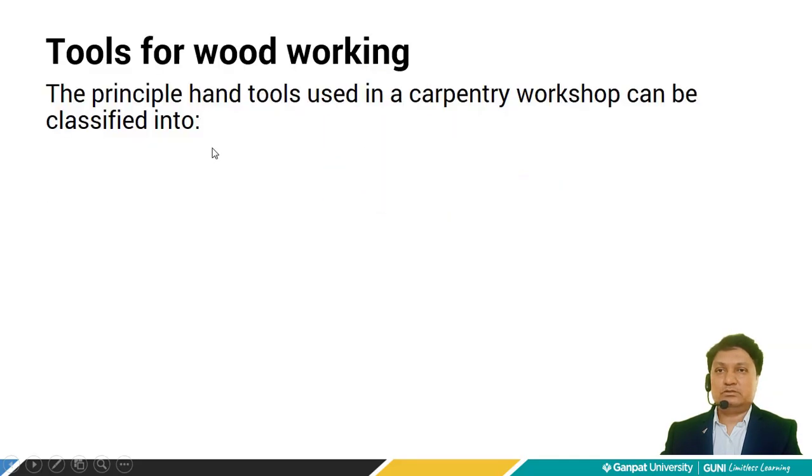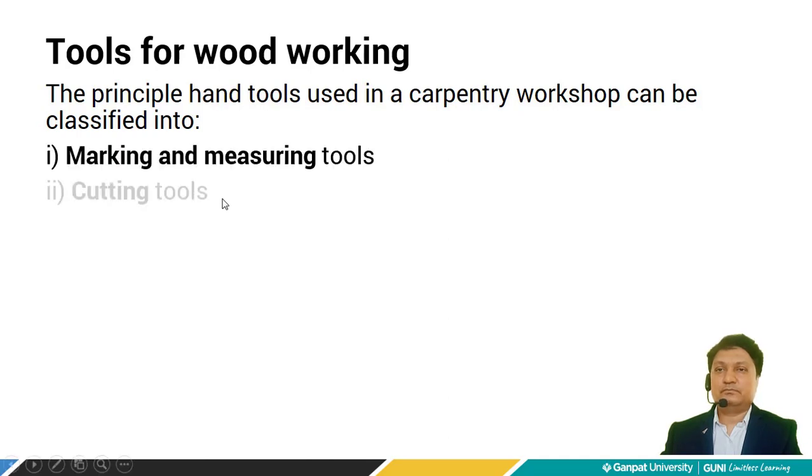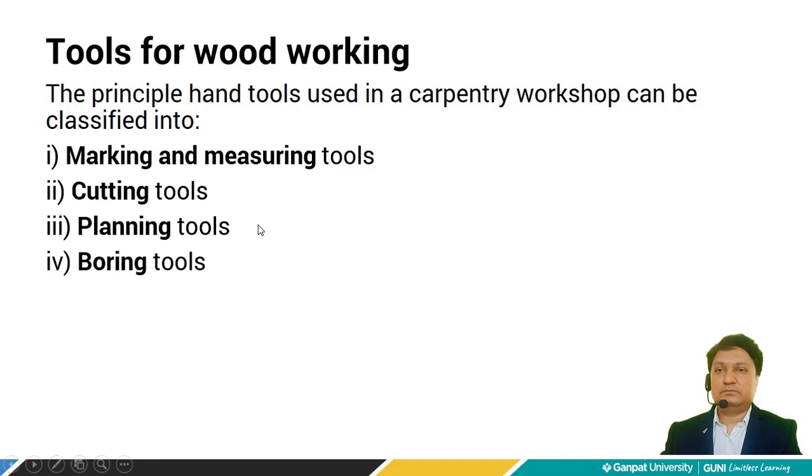Now let's see the various tools used for woodworking. The principal hand tools used in a carpentry workshop can be classified into marking tools and measuring tools, cutting tools, planing tools, boring tools, striking tools and holding tools. In the next section we will see in detail about all these tools.